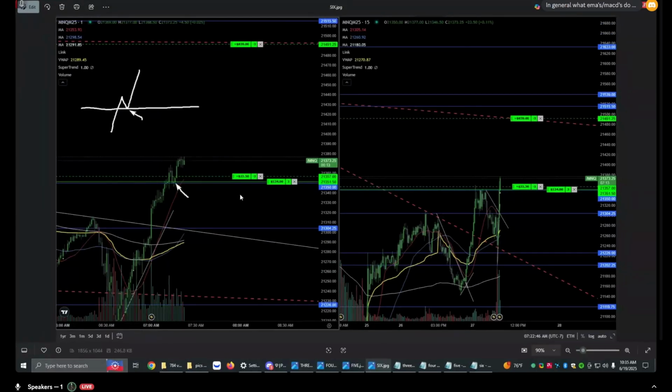In general, what EMAs, MACDs do you use in your chart setups? I use VWAP. VWAP is the yellow. I use MAs. I use MA20, which is red. I use MA50, which is blue. And I use MA200, which is white. I use VWAP, MAs, and that's it. VWAP, MAs, support levels, resistance levels, trend lines.